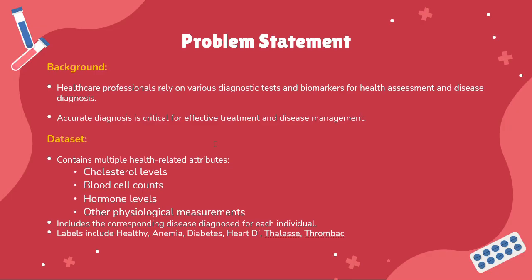My dataset consists of 24 health related attributes. Those are cholesterol, blood cell counts like RBC, WBC, then platelets, then hormones and other measurements. There are 24 measurements, and one is the label showing whether the person is healthy or diagnosed with some disease like anemia, diabetes, heart disease, thalassemia, thrombotic. There are a total of 5 diseases here, so this comes under a multi-class classification problem.